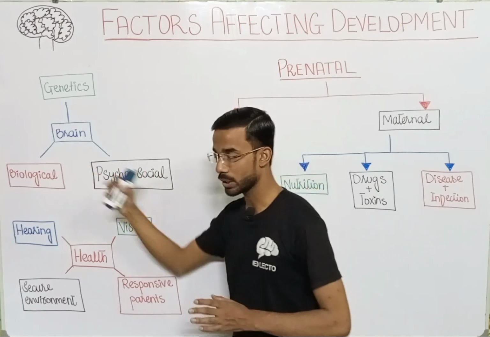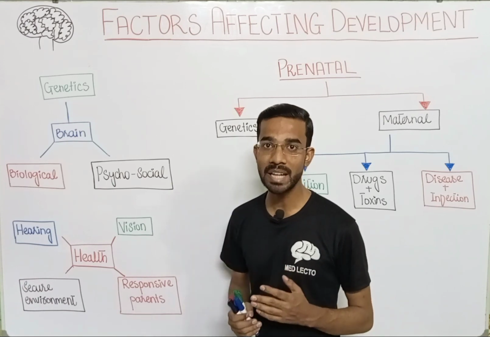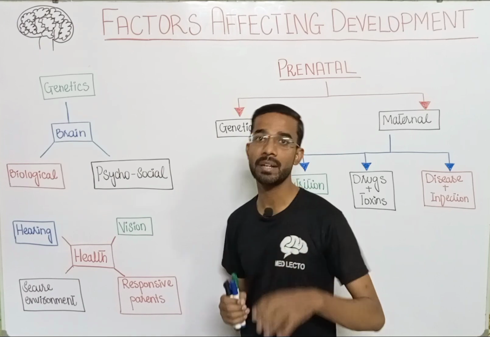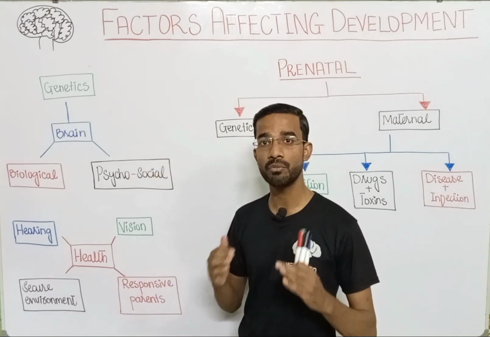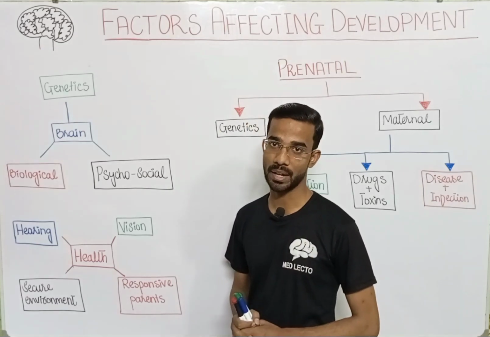Next is the biological. If there is a hormonal change and if there is a nutritional deficiency, that will actually hinder the developmental process of the child. So biological factors actually play an important role in the development of the brain as well.